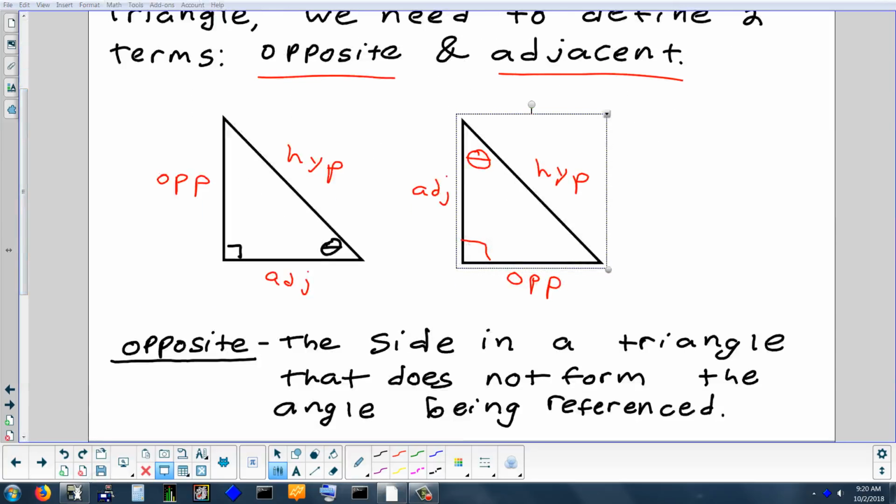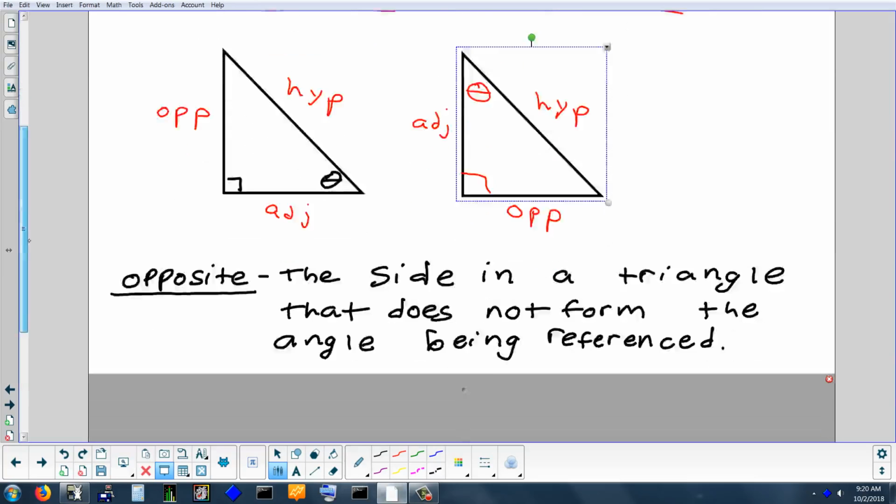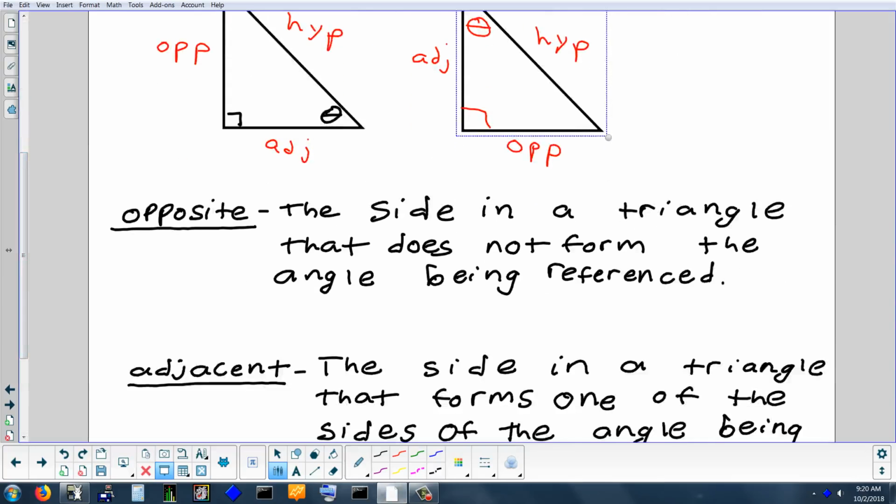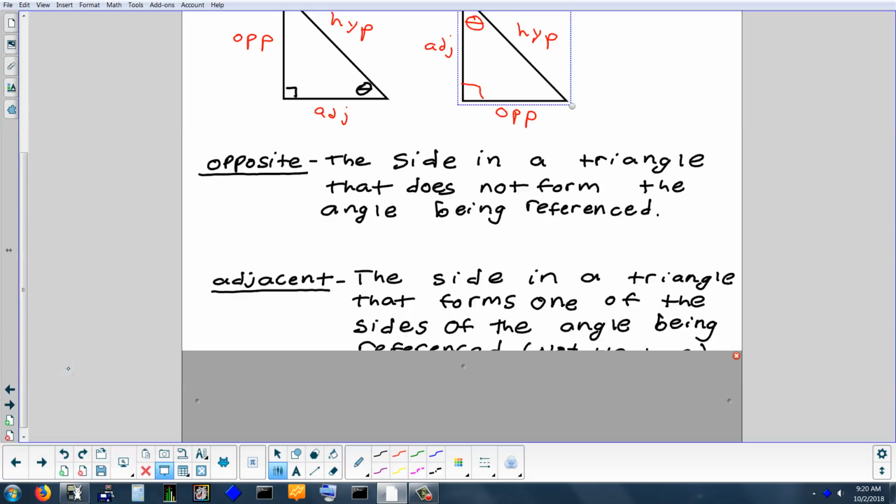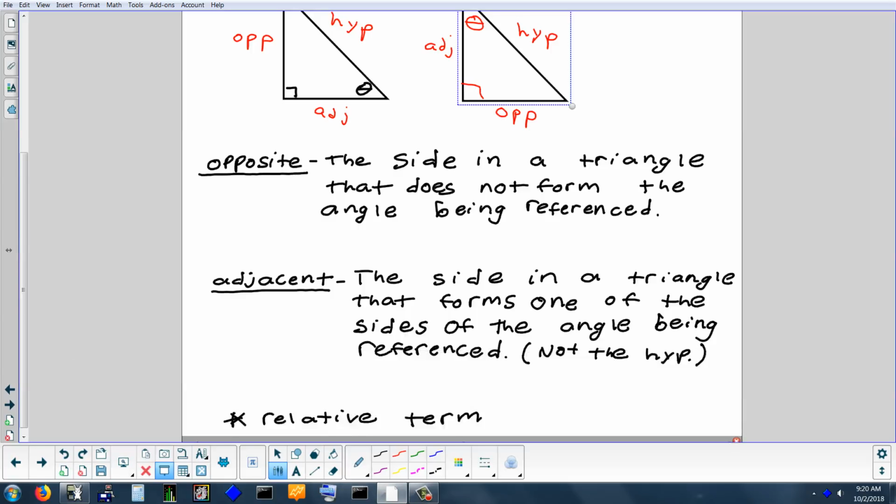Okay, so if you want to write that down, it's up to you. Opposite: the side in a triangle that is not part of the angle at all. If you erased it, it wouldn't even matter. And adjacent: the side in a triangle that is one of the sides of the angle that we're talking about. If you erased it, you wouldn't have an angle anymore. Those are your terms, opposite and adjacent. Again, I already explained to you how they're relative terms.